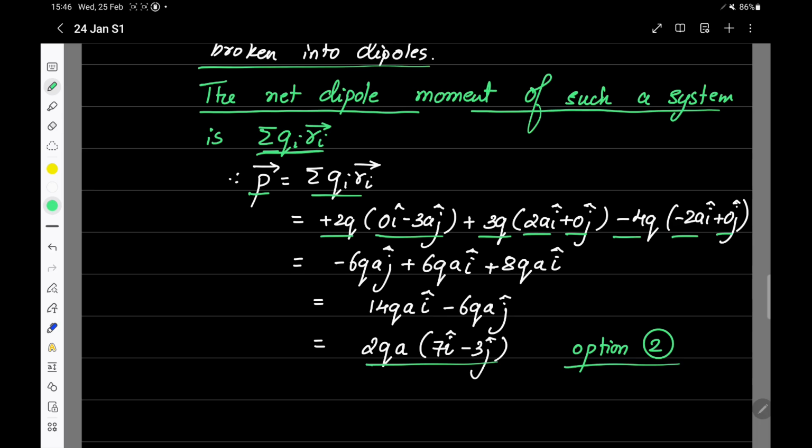However, remember, this is a non-zero total charge system. So technically dipole moment cannot be found for this system. It is a mistake by NTA.